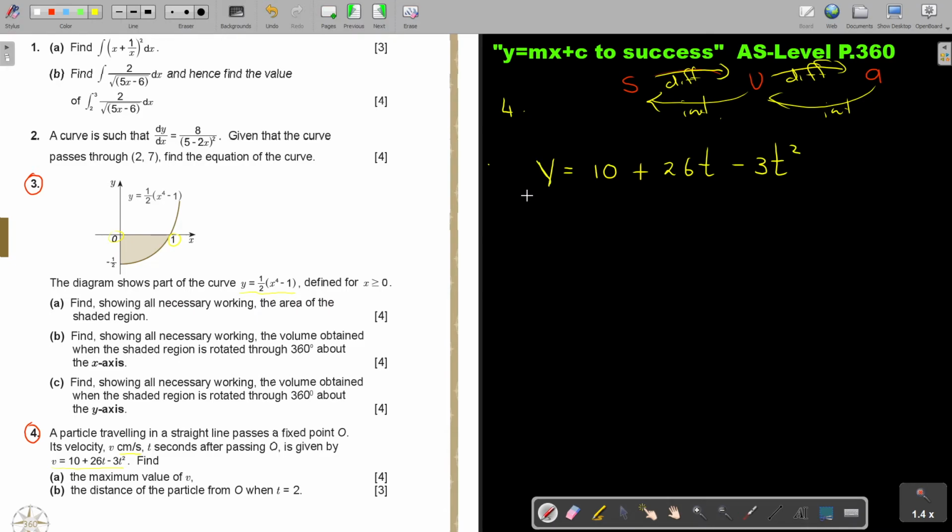Okay, and then they start with number A. They say the particle travels straight, passes through the point given by this. Find the maximum value of v. Now, remember, if you're going to see it in terms of a graph, and I want to show you in terms of a graph, it's going to do a curve. It's going to do this. At the end, I want this value. Did you see that? So I'm first going to differentiate.